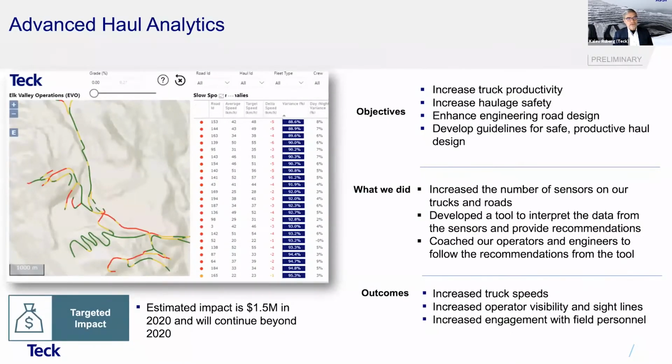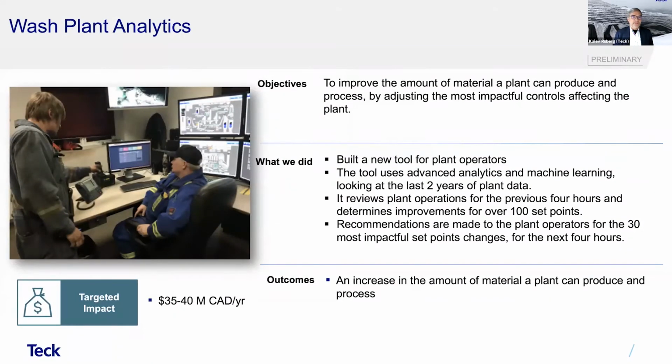On advanced haul analytics, you have increased truck productivity, increased haulage safety on all of these different roads that are not highways. And so you really do have to develop an understanding of how you increase the truck speed, how do you increase operator visibility and sight lines so that they don't actually have collisions, and increase the engagement with the field personnel as you're doing it. And there's a large payoff at the end of these, and that's what I think is really important, is that Race 21 actually is built to deliver a path to value. In other words, EBITDA to the company based on the kinds of tools that are being input into the organization.